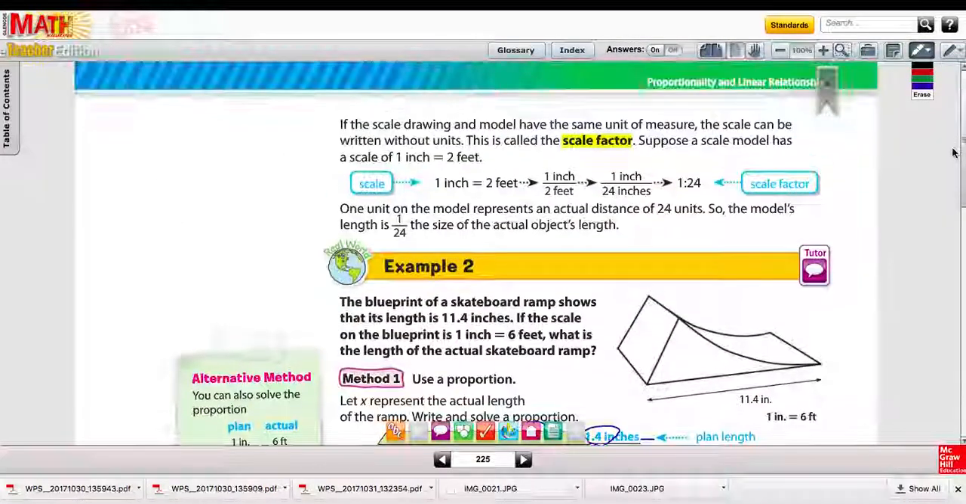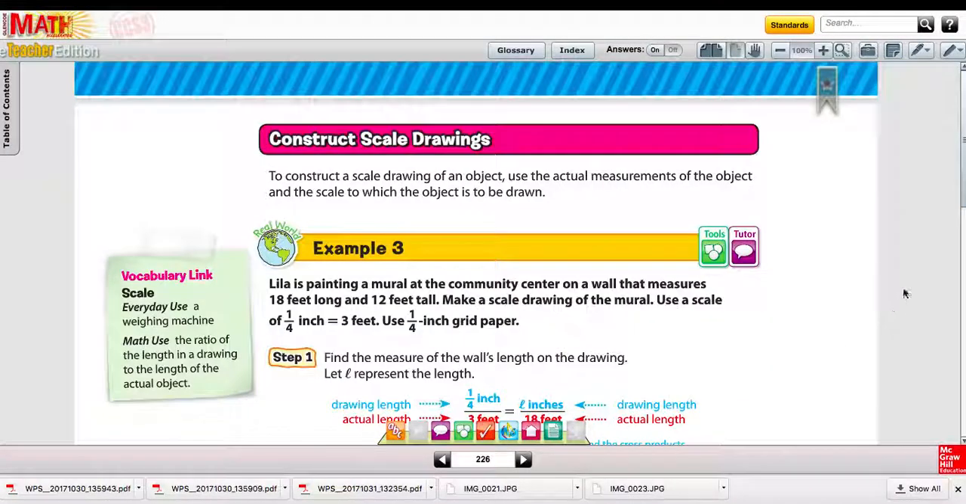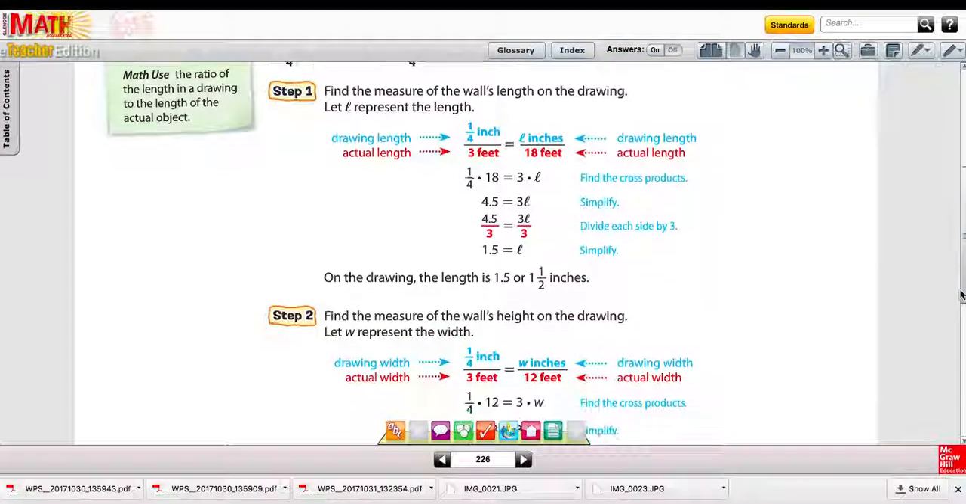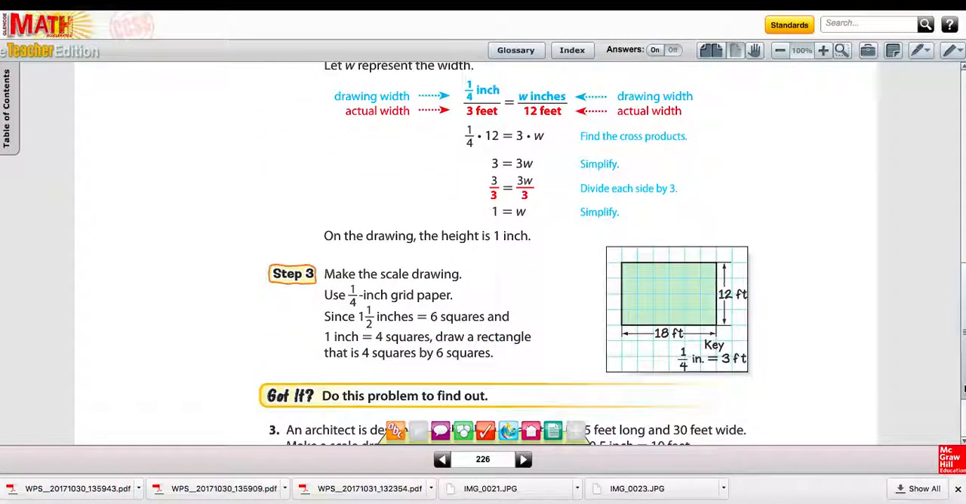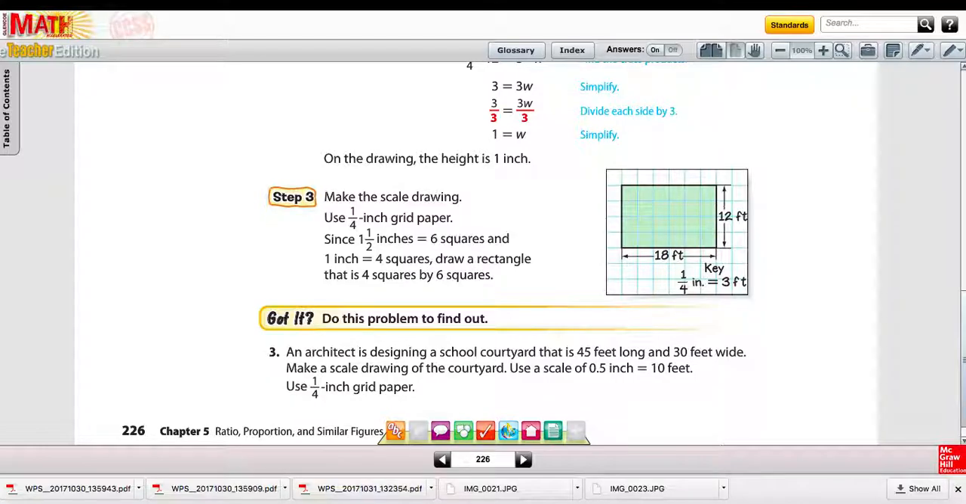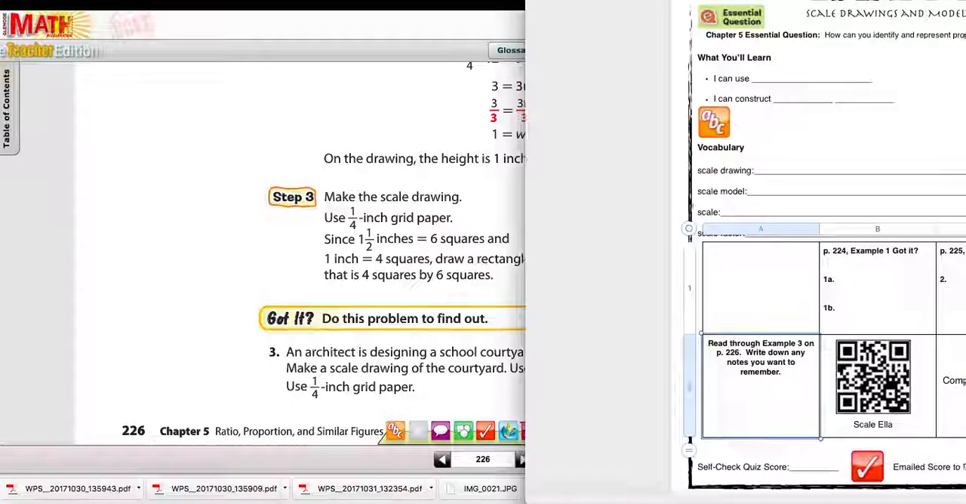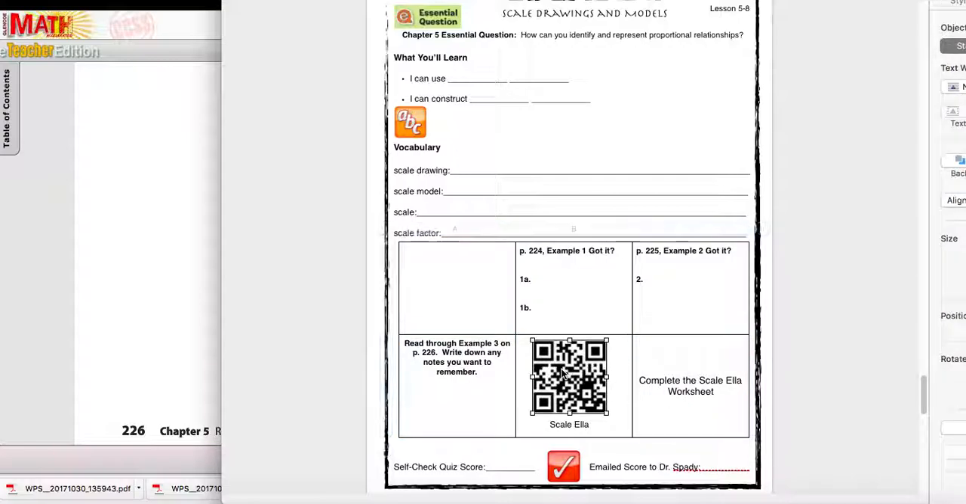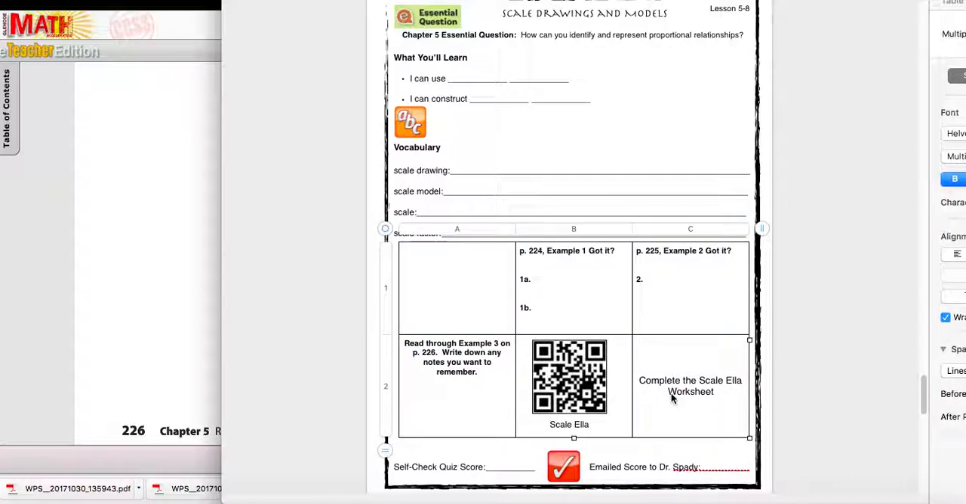We're not going to go through example 3 in the book, but I would like for you to read through that and make yourself familiar with how to draw that. But your homework is actually going to be working on scale Ella, and you'll have the worksheet for that. There's a QR code to scan that video and then complete the worksheet that I give you. Let me know if you have any other questions.